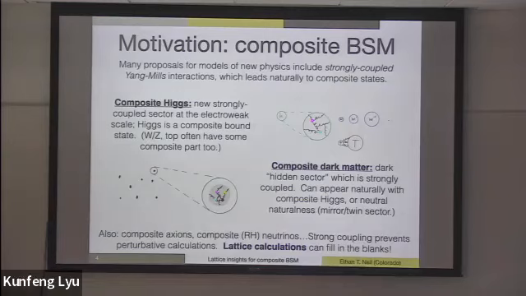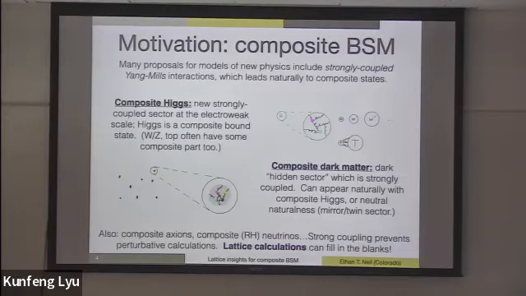Composite Higgs models have some new strongly interacting theory beyond the electroweak scale, and then the Higgs is a composite bound state of that interaction. The other parts of the electroweak sector tend to have compositeness as well, including the top quark in some models, but not all of them.